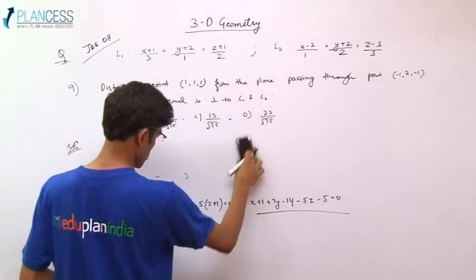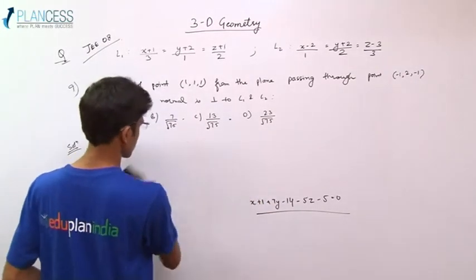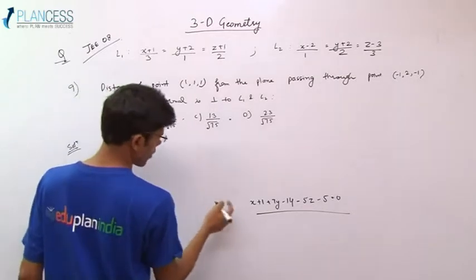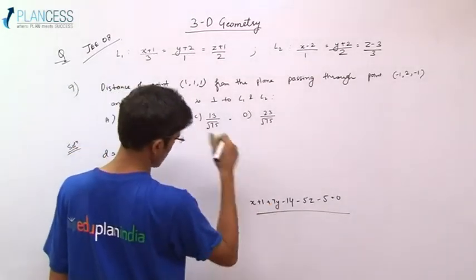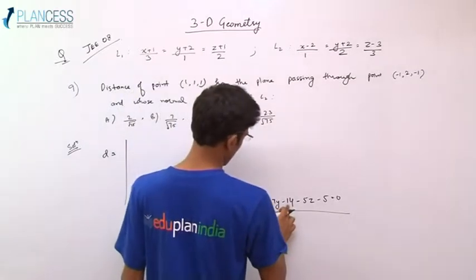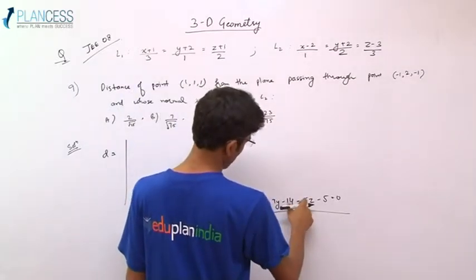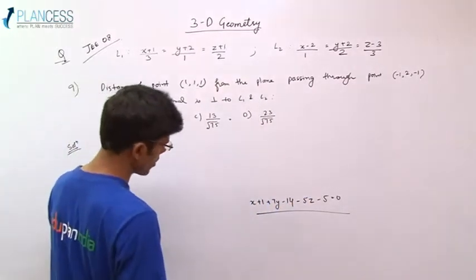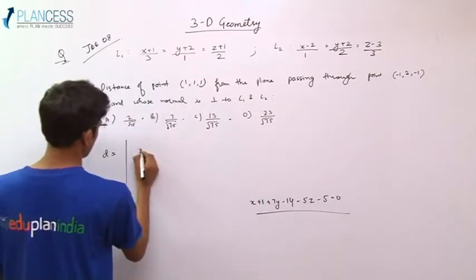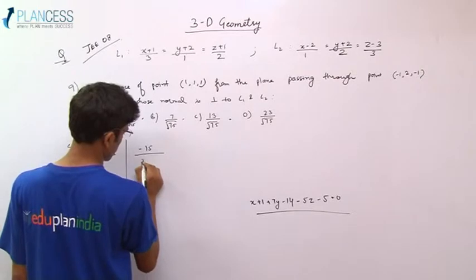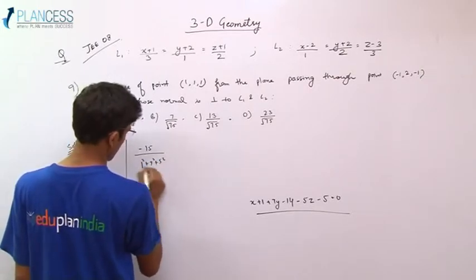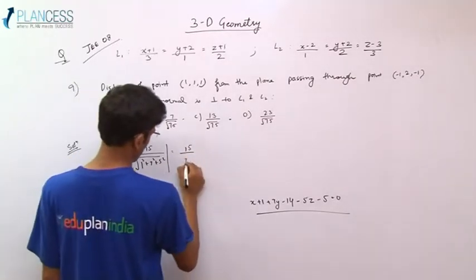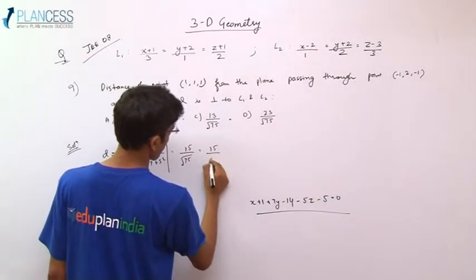And we have to find the distance of this point. Distance can be directly found by the formula. So put 1, 1, 1 here. 1 plus 1 is 2, plus 7 is 9, minus 14 is minus 5, minus 5 again is minus 10, and again minus 5 is minus 15, divided by the square root of 1 squared plus 7 squared plus 5 squared. So this is 15 divided by the square root of 49 plus 1 is 50, plus 75. So this is 15 by 5 root 3.